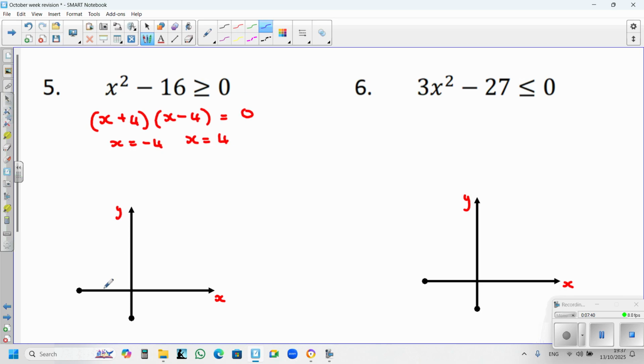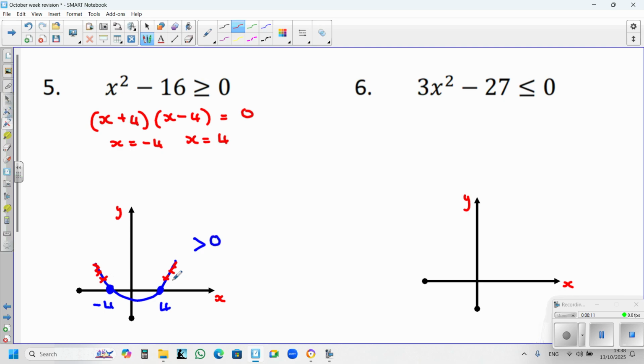So two roots, one here at negative 4, one here at 4. It is still a positive x squared, so it's still a happy one, so it does that. I want the bit of the graph that is greater than or equal to 0, so greater than 0 is above the axis. The equal bit means that I'm taking these numbers as well. So all the bits of that graph that are above that axis, they're there. That goes on and on and on.